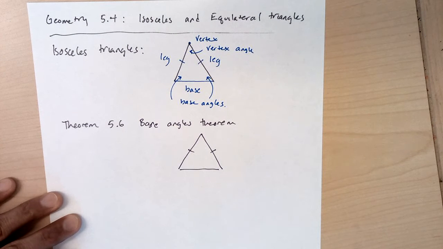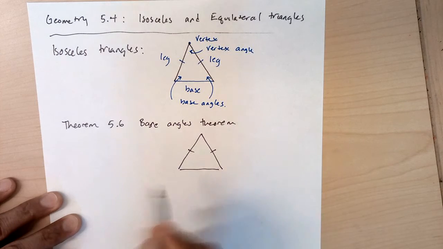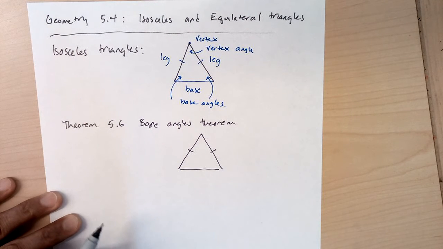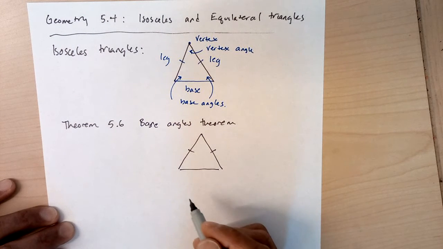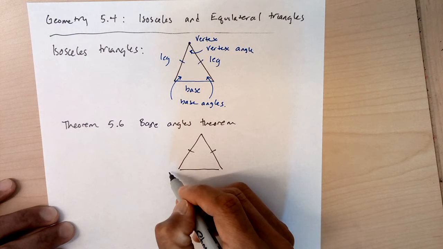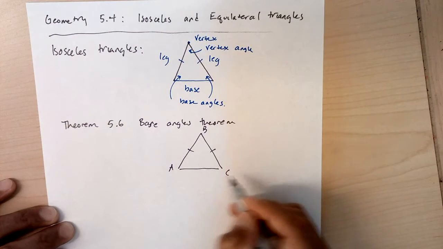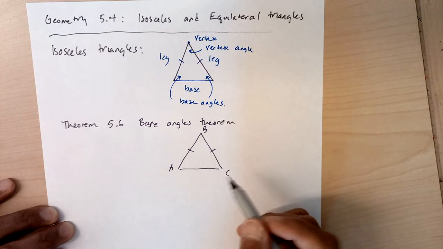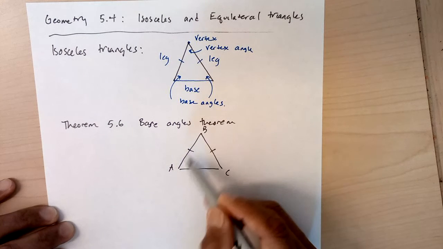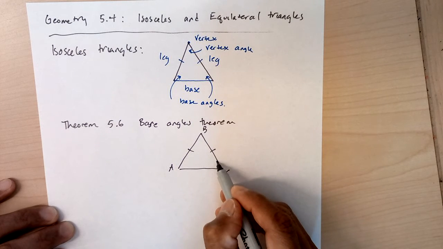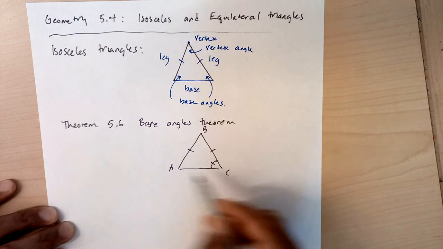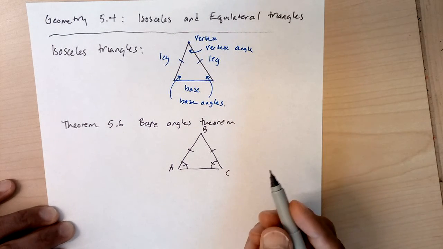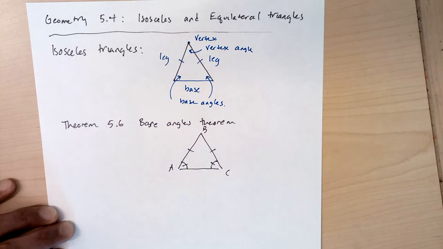So then theorem 5.6, which is the base angles theorem, states this: if you have two sides of a triangle congruent, in other words, it's an isosceles triangle, then the angles opposite those two sides are congruent. So if I label this triangle ABC, side AB is congruent with side BC. The angle opposite side BC is angle C, and this angle opposite side AB is angle A. So those two angles would be congruent.